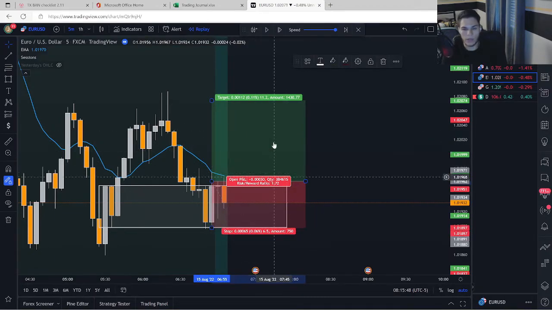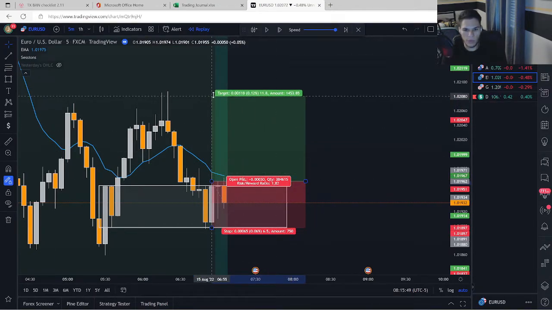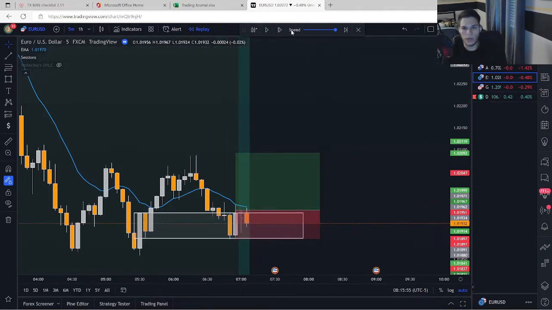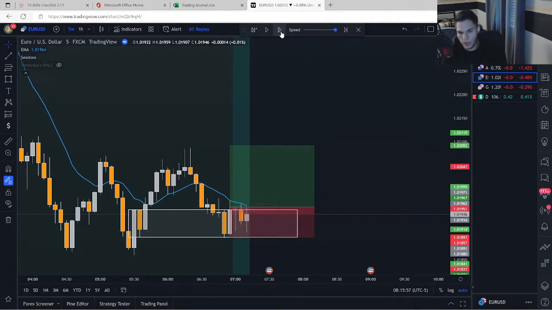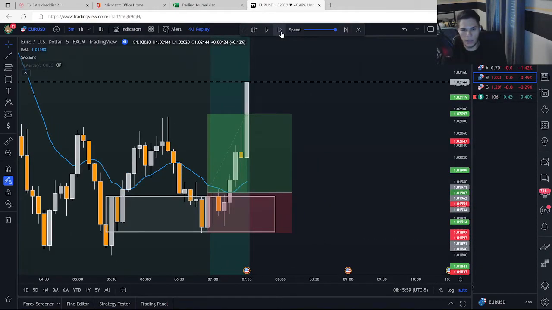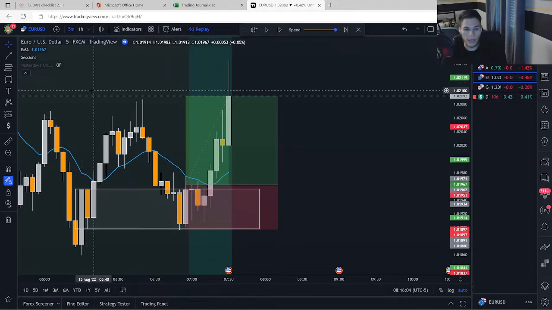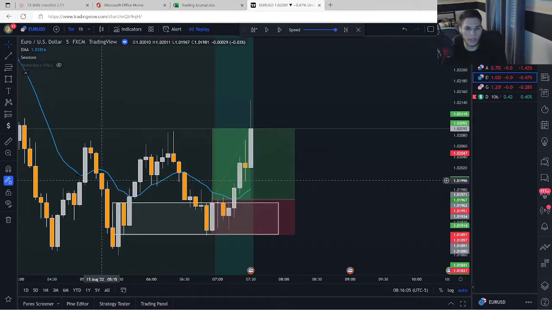Put my stop loss right there. One to two right there. Okay, and just let it ride out. I like this setup because this broke a swing high. The swing high was right here, and it broke it.